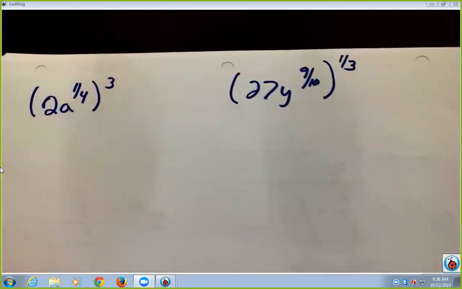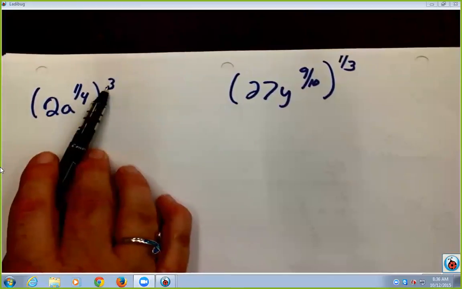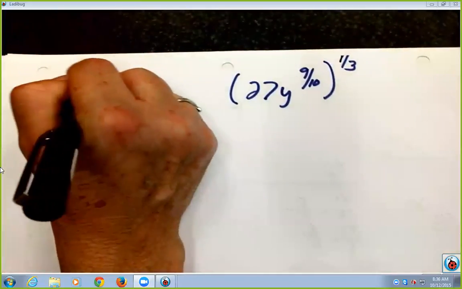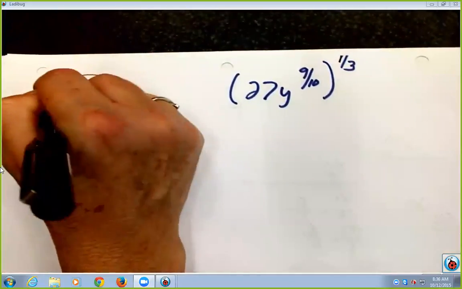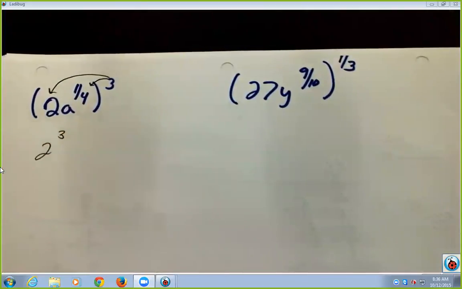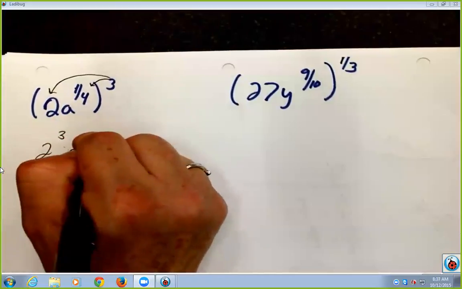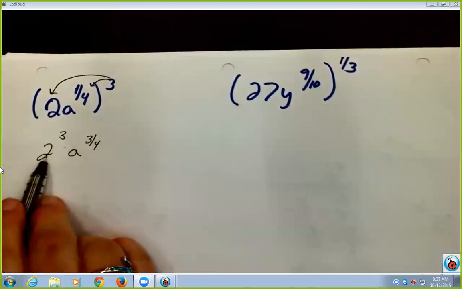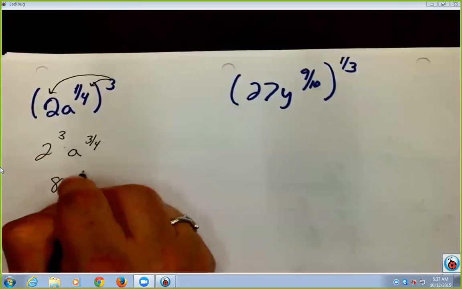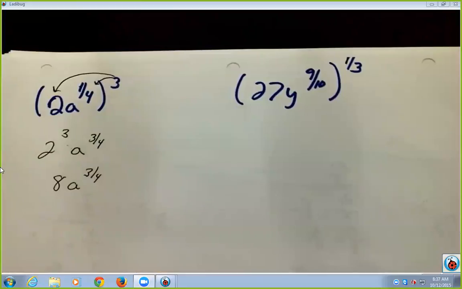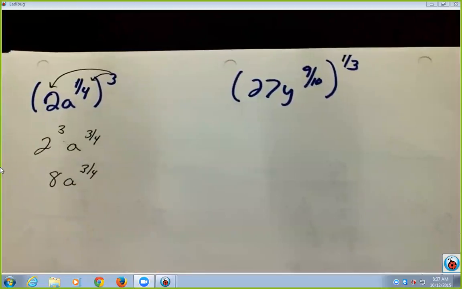So what would happen with this one? I have 2a to the 1/4. It meets the laws of distribution in here, so we get 2 to the 3rd power. And then 3 times 1 is a to the 3/4. 2 to the 3rd needs to be worked out. So 2 times 2 times 2 is 8. A to the 3/4. So it's kind of the manipulation of what we got going with those. Okay. So what does this one do for us over here?